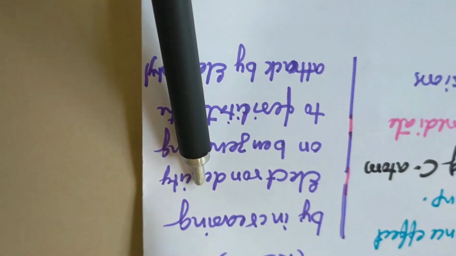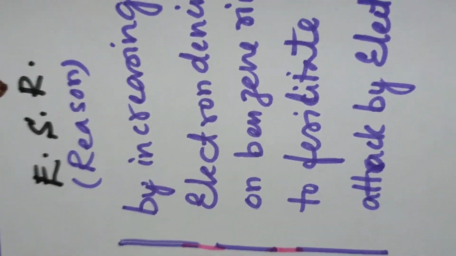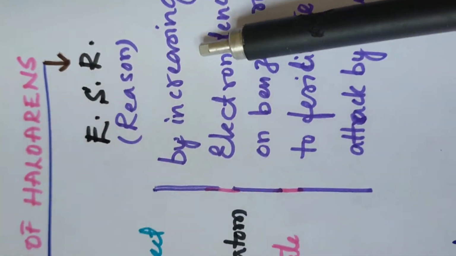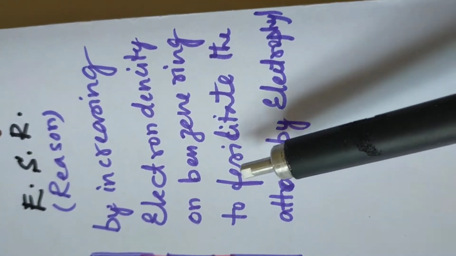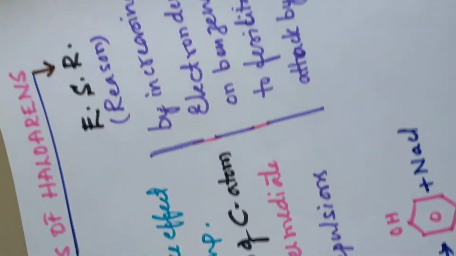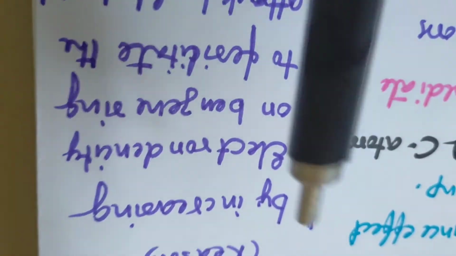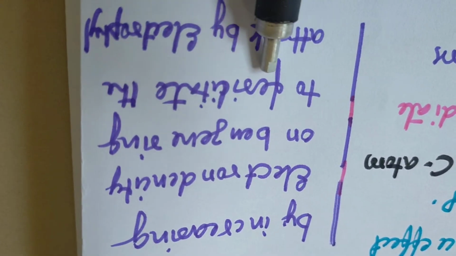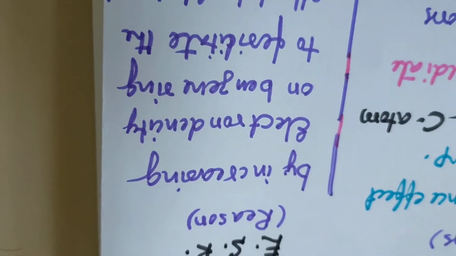Again, we come to another one, electrophilic substitution reactions. Here it is ESR reactions. How do these ESR reactions go? This is by increasing the electron density on the benzene ring to facilitate the attack of the electrophile. Very clear. This is the reason for electrophilic substitution reactions.